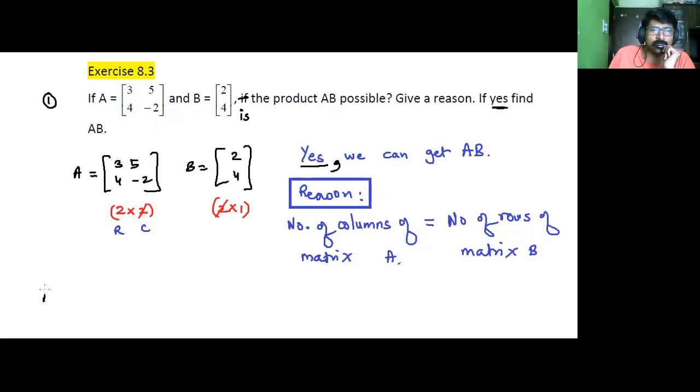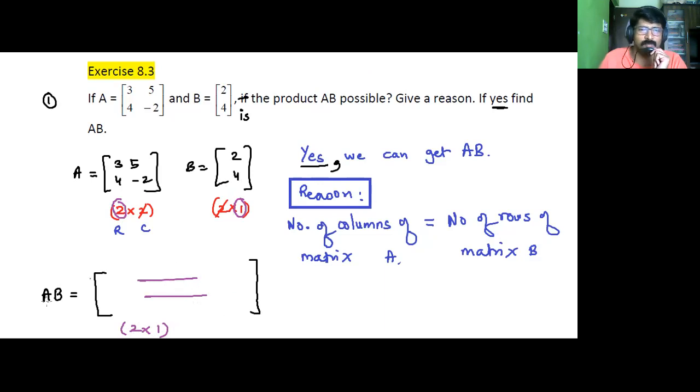So, how are we going to multiply this AB? So simple. What is the order of the resultant matrix? Student, do you remember what is the order of the resultant matrix? Simple. The first number here comes as the first number, and the last number here comes as the second number. So the order of the resultant matrix will be two rows and how many columns? One column. You understood, guys? Product AB will be two rows and one column.